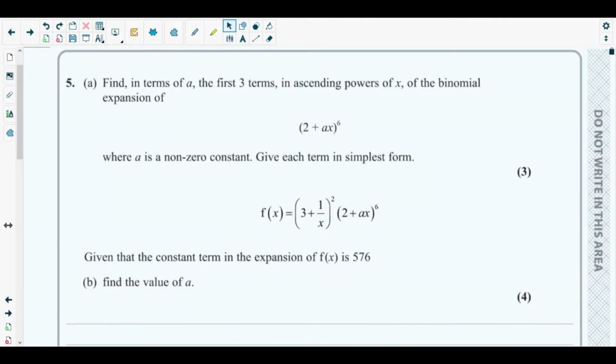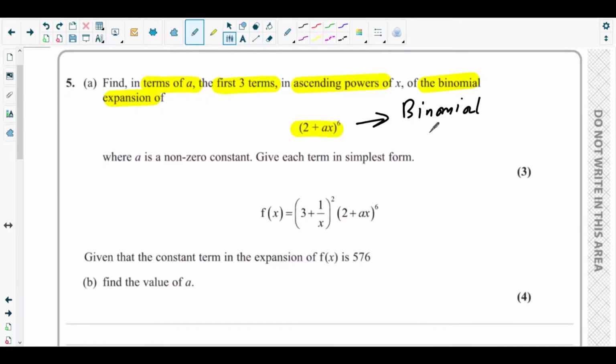Part A is asking us to find, in terms of a, the first three terms in ascending powers of x of the binomial expansion of (2 + ax) to the power 6. This is the binomial expression, and we need to expand it to get the expansion, where a is a non-zero constant, giving each term in simplest form. So the question is asking us to expand this binomial expression.